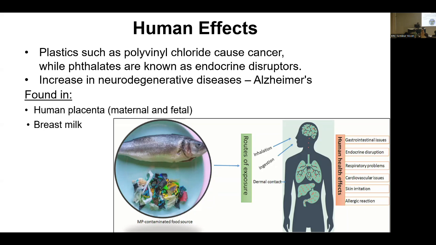So plastic, such as polyvinyl chloride, has been known to cause cancer, while phthalates are known as endocrine disruptors. And this is really recent in study, but there has been an increase in neurodegenerative diseases such as Alzheimer's. So we're finding microplastics in our brain, which is causing these diseases. And also very recently it's been found in the human placenta and in breast milk.